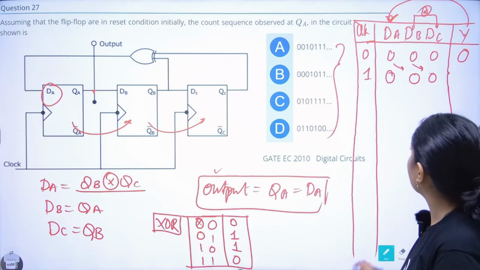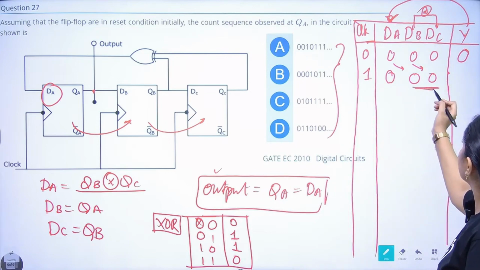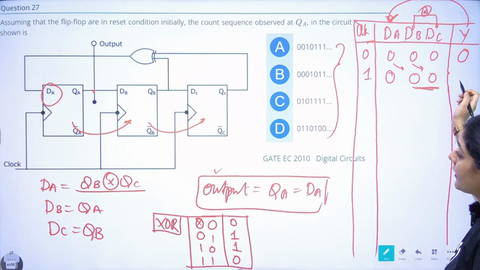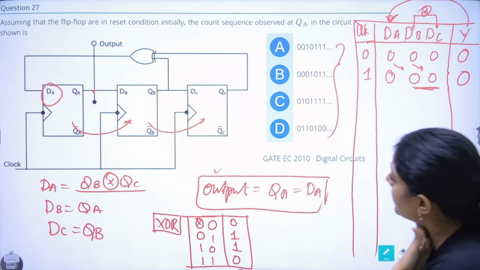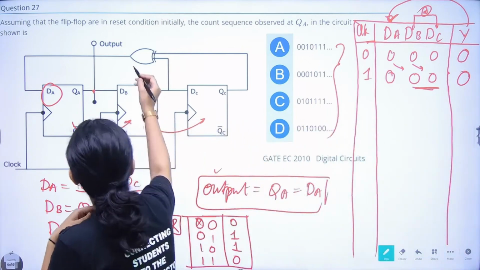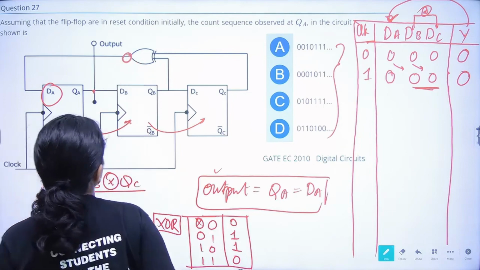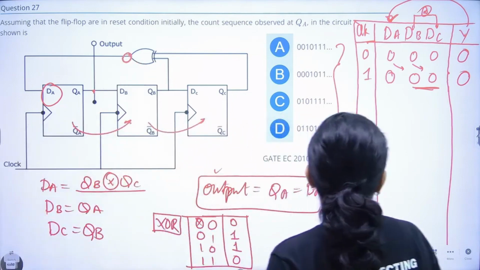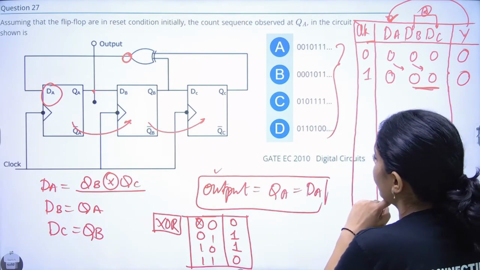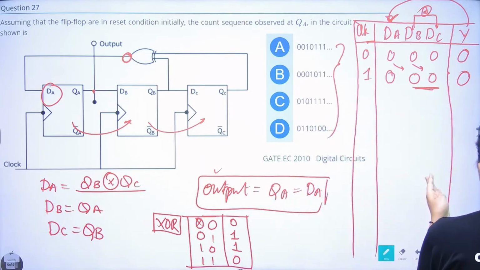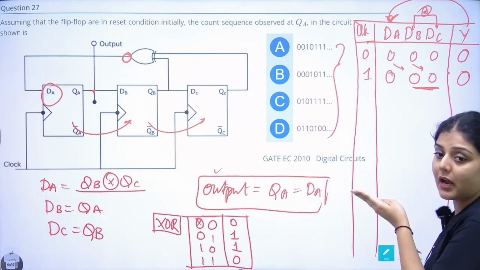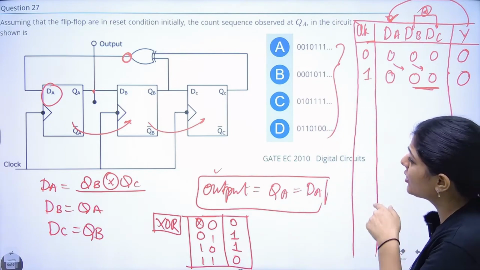Right, so what's happening in the next clock? Again this is 0 0, and what will happen? The output of the XOR gate will become 0. Wait, this is a mistake here. This is not XOR, this is an XNOR gate actually, right? Because if I take an XOR gate, the value will always be 0 0 0 and it won't work like that. So this is an XNOR gate.